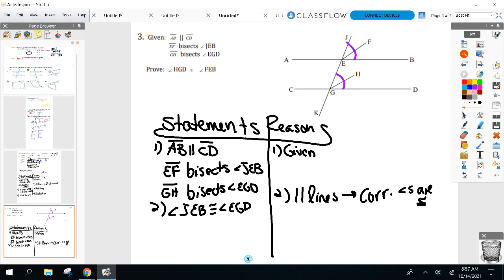What are you guys going to do to these equal quantities? Okay, ready? What's one angle we're going to take half of? Half of JEB equals, look at your diagram. Out of those 2 angles, which one do I care about? JEF or FEB? Yeah, why, Maddie? Because that's what we need to prove. It's in the darn proof statement.